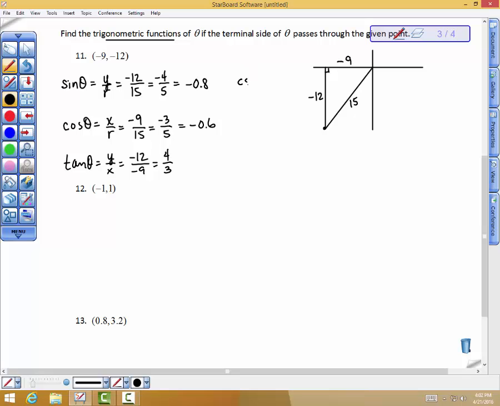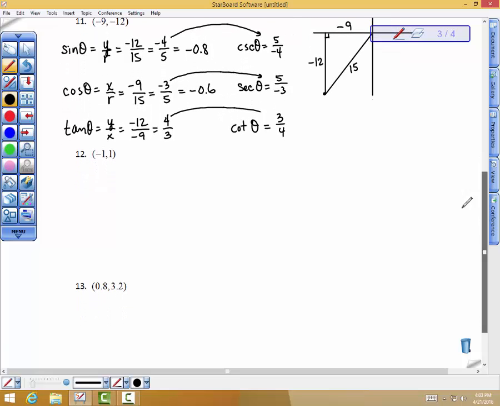Don't forget about these reciprocal functions. And all I do is I come on over here and I take this ratio right here and I flip it. So I put the 5 upstairs, the negative 4 downstairs. The reciprocal function for cosine is secant. So I'll take the reduced form. I'll take the negative 3 over 5 and write it as 5 over a negative 3. And for cotangent, I'll go ahead and write it as the reciprocal of 4 over 3, which is 3 over 4. Let's do a couple more before we close this segment.